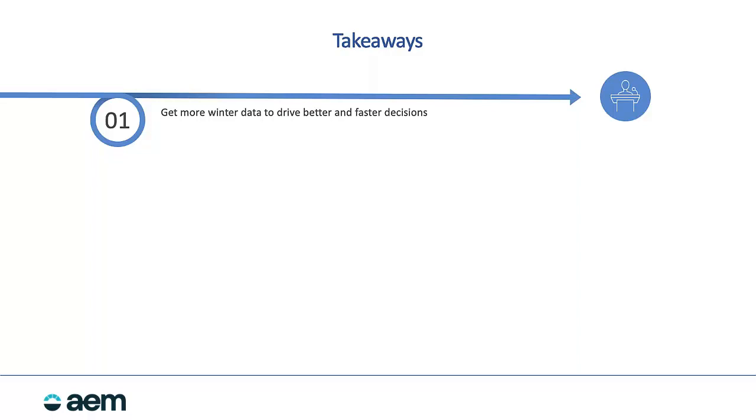So from takeaways, these are pretty obvious, and they just help to summarize what we've been working on here. So getting more winter data in more locations, and quickly changing things around to accommodate changing priorities or evolving road systems, helps to drive better and faster decisions. So when we're talking about the impacts from roads, both economically, socially, or environmentally, we want to be able to be smart about how we're maintaining and treating our roads and deploying our resources. And the first thing is by getting more data and being able to be flexible in that data with where and how we're getting that information.